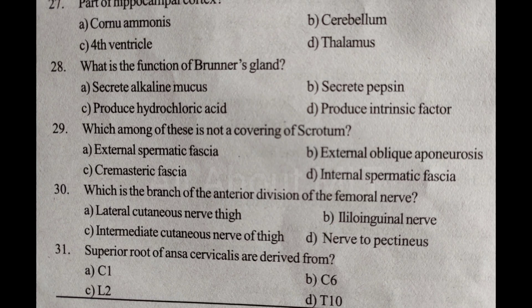Which is the branch of the anterior division of the femoral nerve? Option A, lateral cutaneous nerve of thigh. Option B, ilioinguinal nerve. Option C, intermediate cutaneous nerve of thigh. Option D, nerve to pectineus. Answer is option C, intermediate cutaneous nerve of thigh.